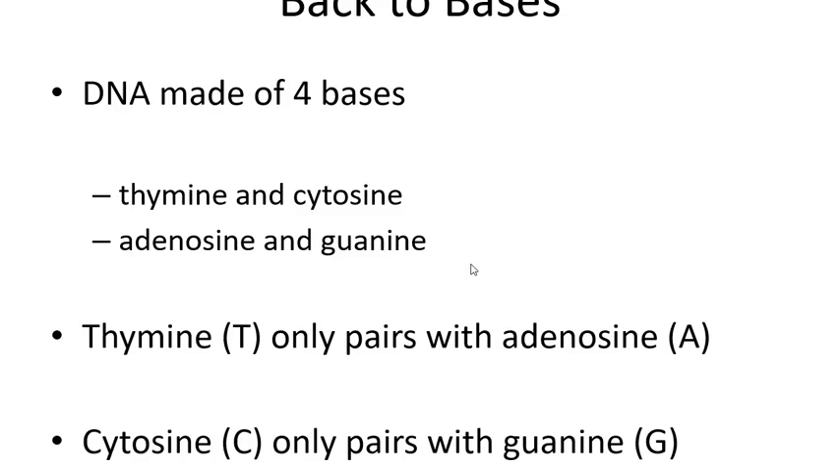DNA is made of 4 bases. We have thymine and cytosine, and we have adenosine and guanine. Thymine only pairs with adenosine, cytosine only pairs with guanine.